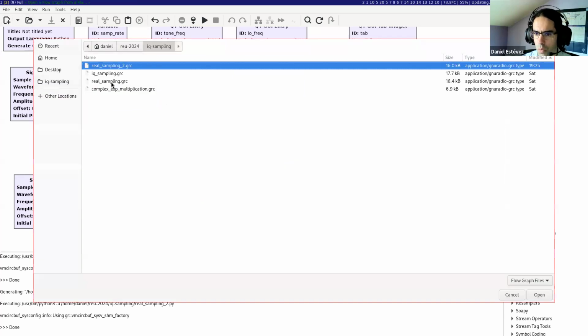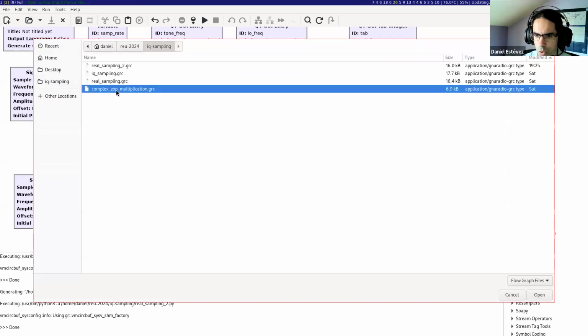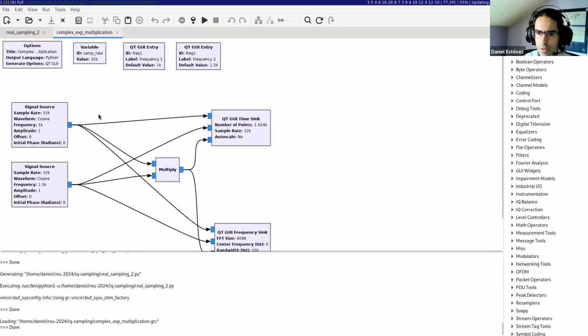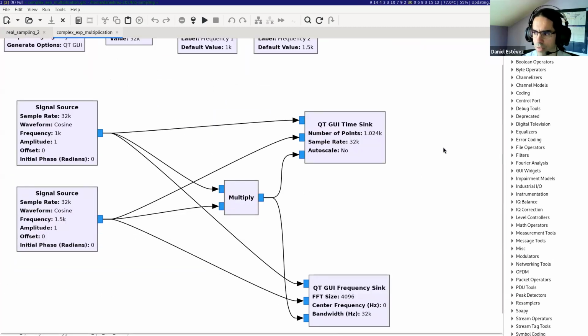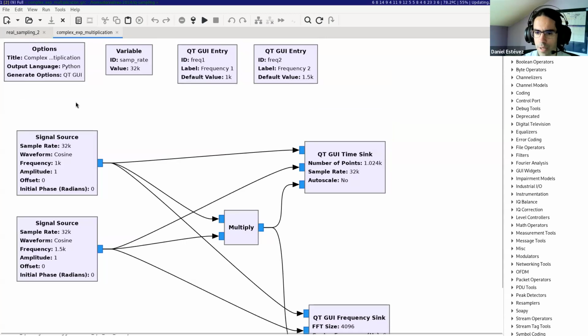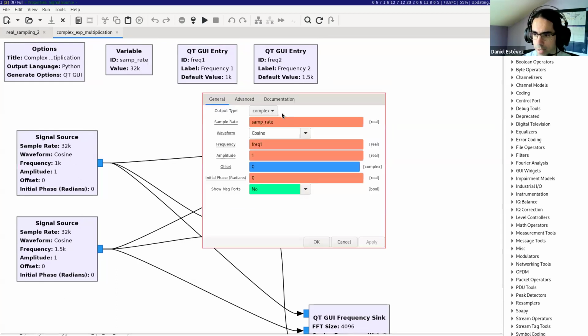So what I'm going to show is how this works in GNU Radio with complex exponentials. I'm going to use the flow graph I already have prepared because there is nothing new really to this flow graph. I have sample rate 32 kilohertz, just the default value. 1 kilohertz and 1.5 kilohertz cosine functions. And now the important thing is these are complex.